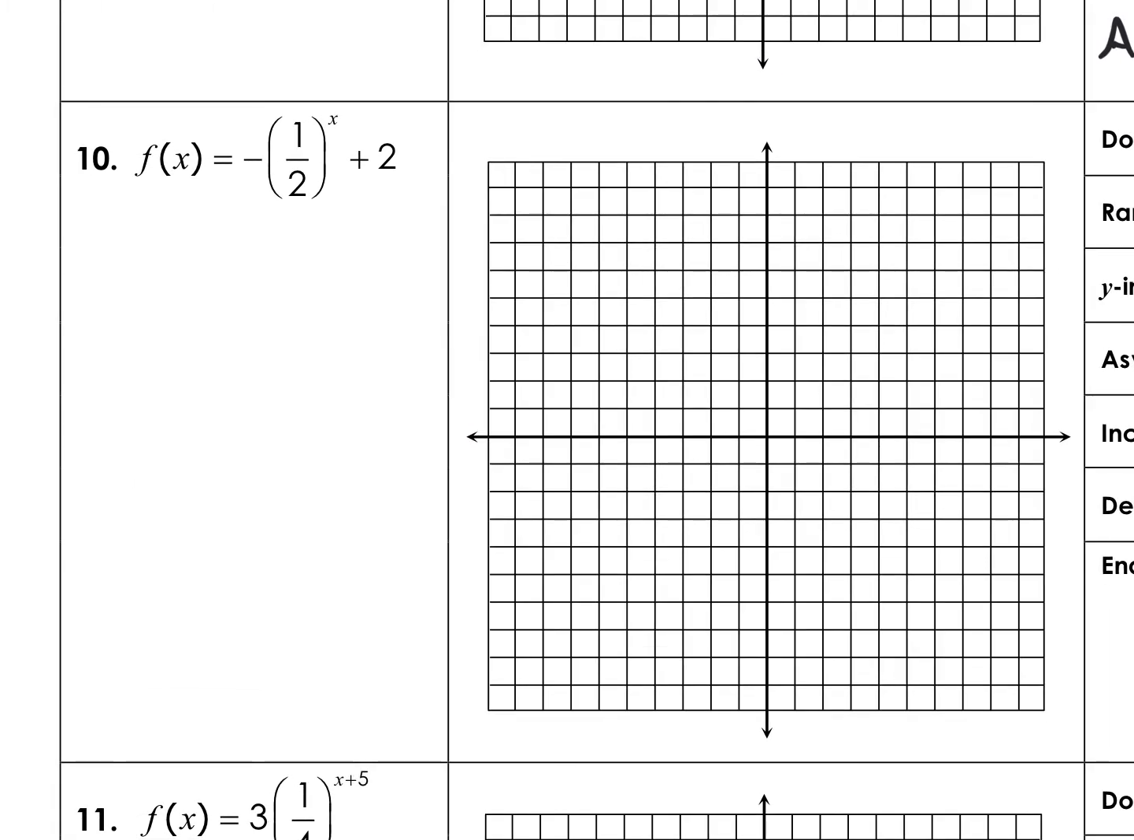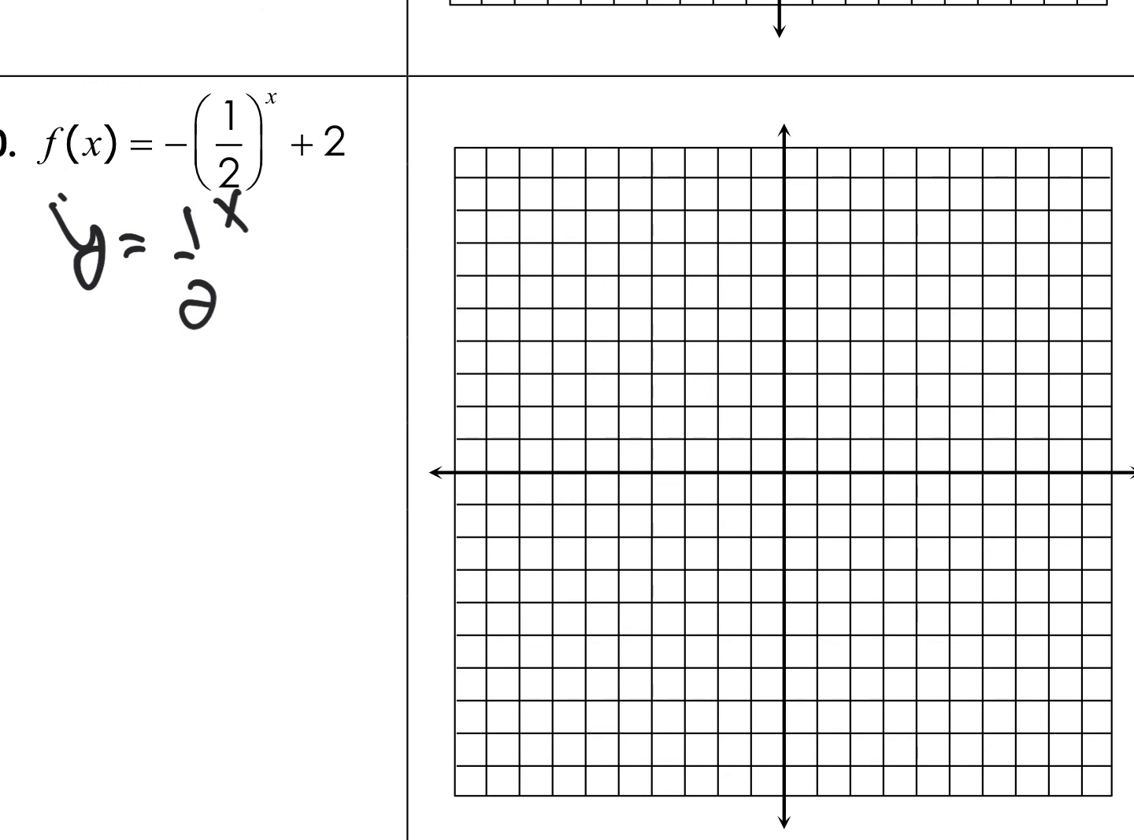The parent is y equals 1/2 to the x. It's a decay. So let me do it with a light color. 0, 1 used to be the y. That's too thick. I'll just use the regular color. 0, 1. But this caused it to shift up 2. It does not shift left or right, but it does flip over the x-axis. Flip over x-axis. That's all that happens.